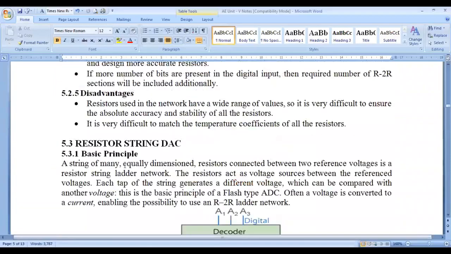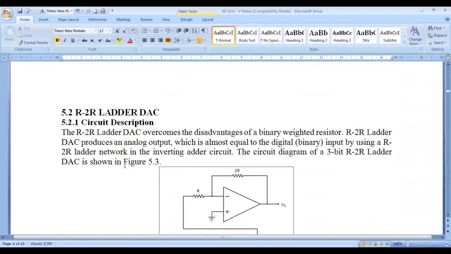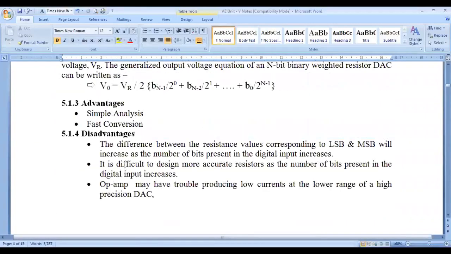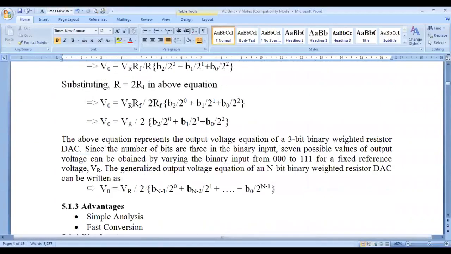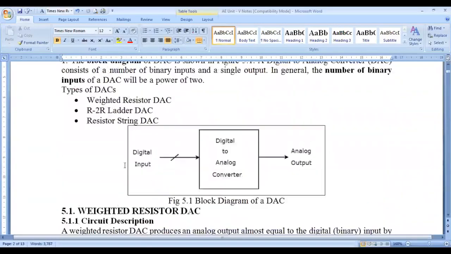So these are the three types of digital to analog converter. In this video lecture, you have come across what is meant by DAC and what the types of DAC are. Three types of DAC we have seen. First, the weighted resistor DAC. Second, the R-2R ladder DAC. Third, the resistor string DAC.